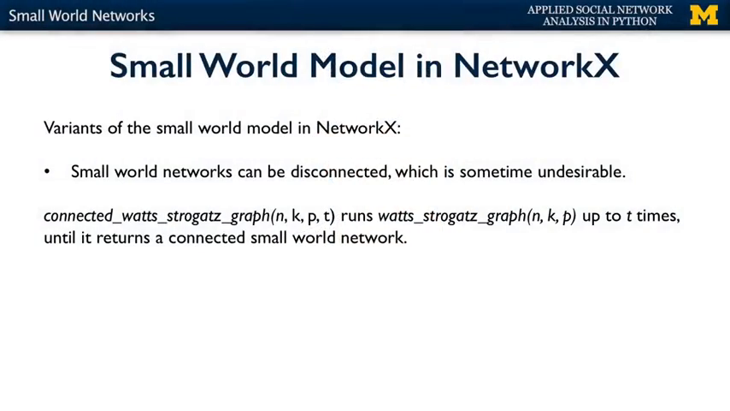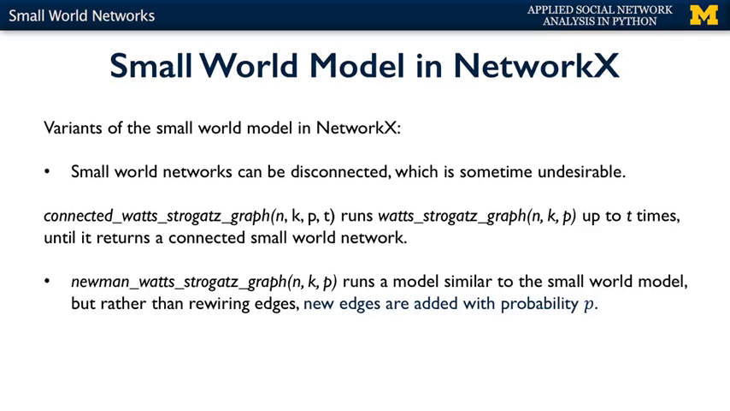And so if that's what we need, then we can use the function connected_watts_strogatz_graph, which has the same parameters except that it has an additional parameter t. What it does is it runs the standard Watts-Strogatz graph model up to t times until it returns a connected small world network. So it keeps trying different iterations of the model until it gets one that's connected. Unless it runs out of tries, in which case, if it tries more than t times, it returns some type of error.